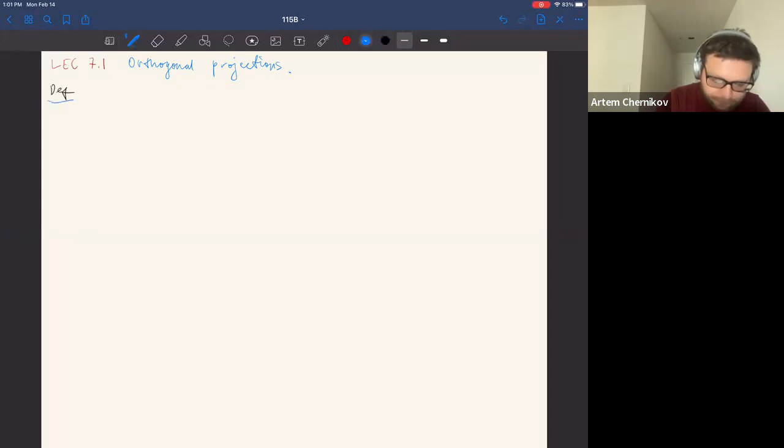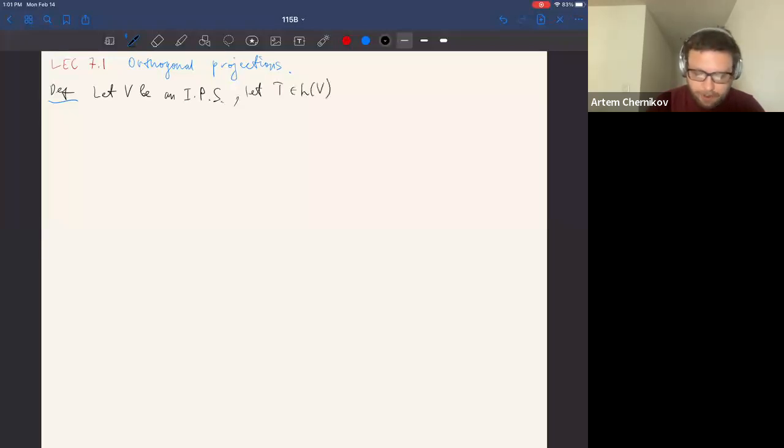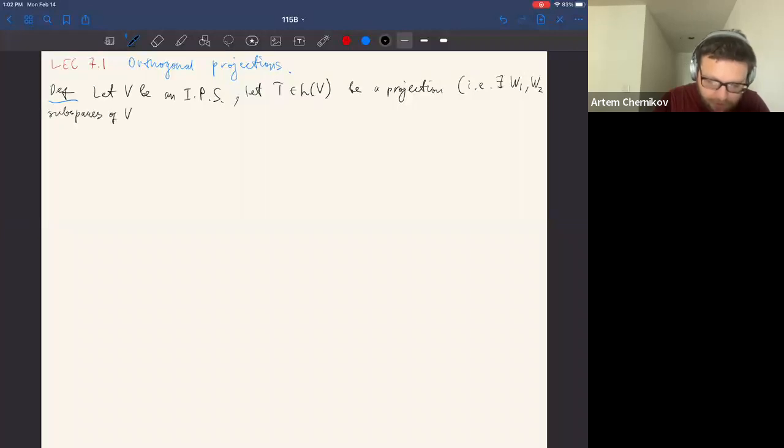Definition: given V an inner product space and T a linear operator on V, assume that T is a projection, in the usual sense of being a projection. So let me recall, this means that there exist two subspaces, W1, W2, subspaces of V, such that V can be written as a direct sum of the two. Okay, so V can be written as W1 direct sum with W2.